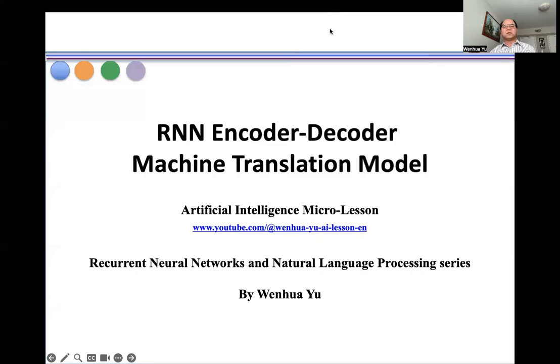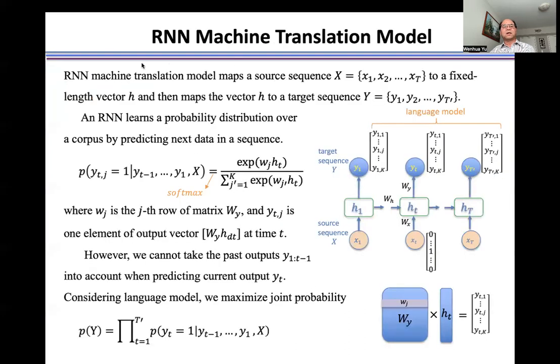In this video, I introduce the RNN encoder-decoder machine translation model. An RNN is a sequence-to-sequence model that maps the input sequence to an output sequence. Here, we use an RNN as a machine translation model that translates a source sentence in one language to a target sentence in another language.